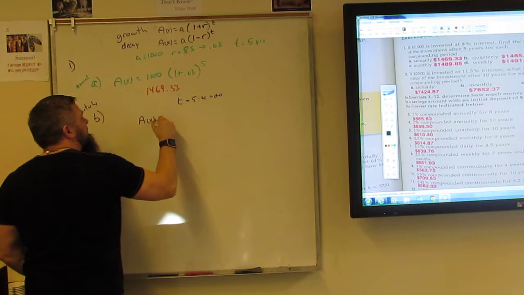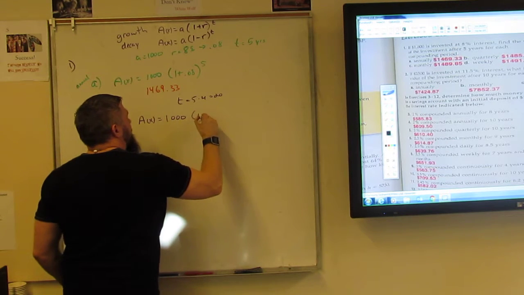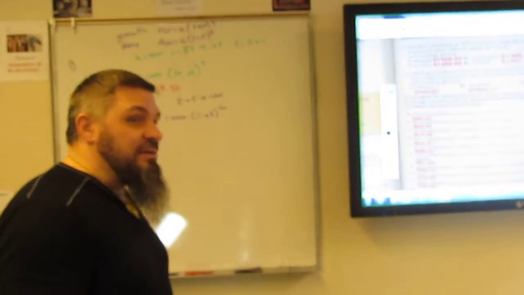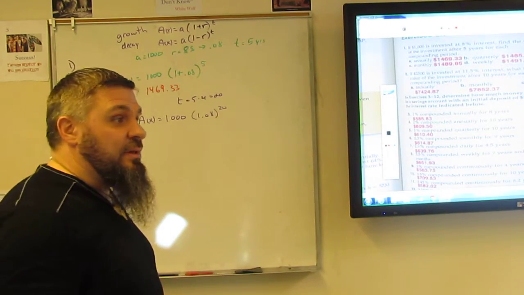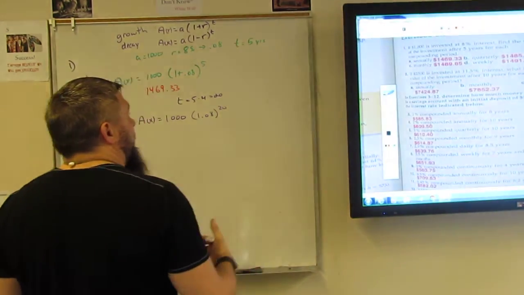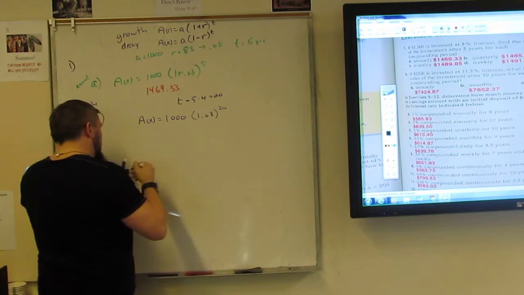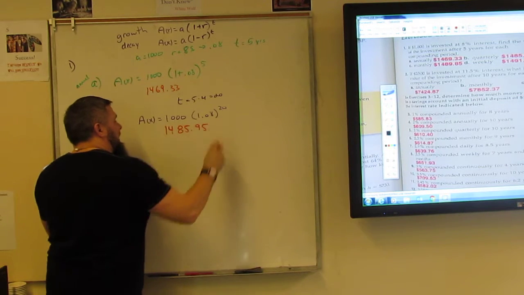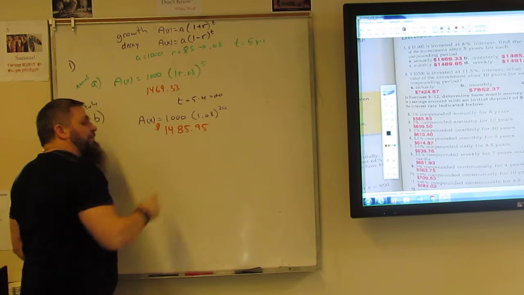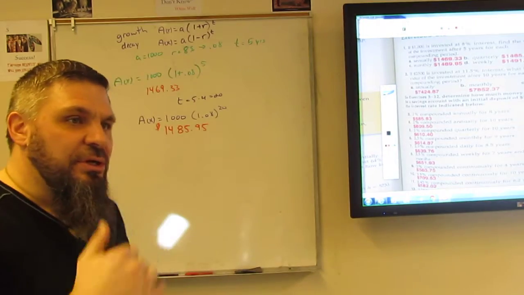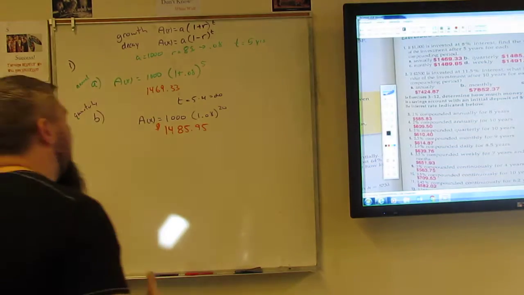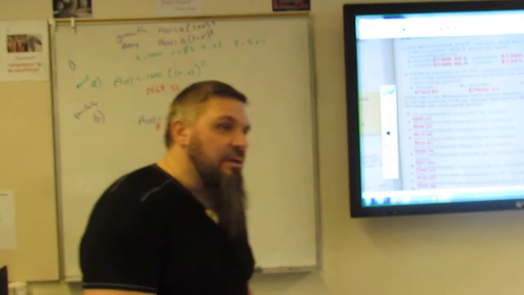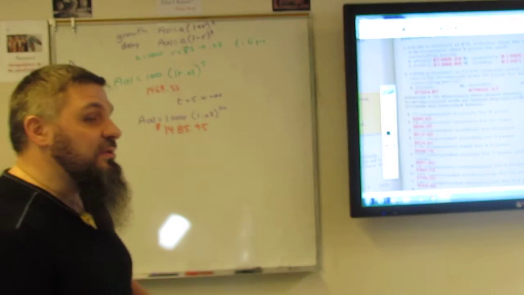So A of X is still equal to 1,000 times 1.08 to the 20. And when you do that, it should get a little bit bigger, right? Because you just raised it to a higher power. So it should get bigger, and it does. It's 1485.95. So what does that mean? That's how much money you made. You turned $1,000 into $1485.95. So this is the difference between if the bank says they're going to pay you annually interest, or if they're going to pay you quarterly interest.